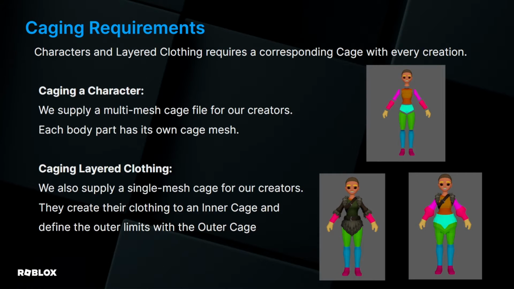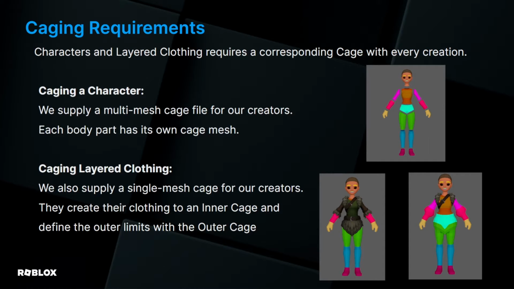Cage requirements. Characters and layered clothing require a corresponding cage with every creation. Caging a character: you encompass your character with a multi-part cage that just covers the surface. Each cage mesh corresponds to each body part. Cage mesh topology should be as evenly distributed as possible. Mistakes that can occur are cage parts not matching up with body parts, editing the UVs accidentally on the cage or altering the vertex count, and the cage not completely covering the body and intersecting. This will cause hidden surface removal to calculate incorrectly. Another mistake is a cage that is too inflated, which will make the clothes look puffy.